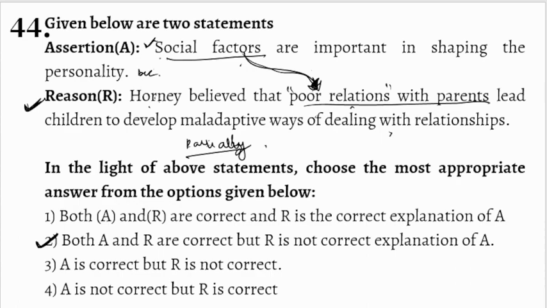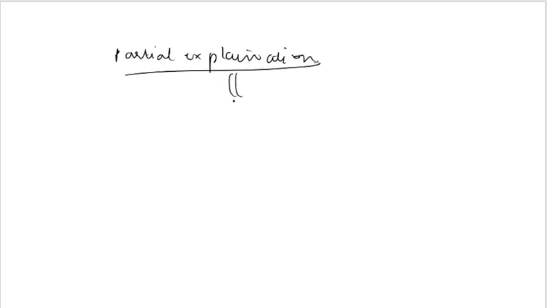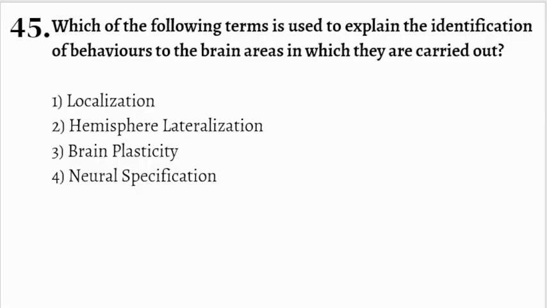So we have done two questions till now wherein there was partial explanation. So just make sure if there is partial explanation, then we would say that it is incorrect. Okay? The reasoning should fully explain the assertion. Okay? Now moving ahead to question number 45, a fairly simple, direct question. Please.